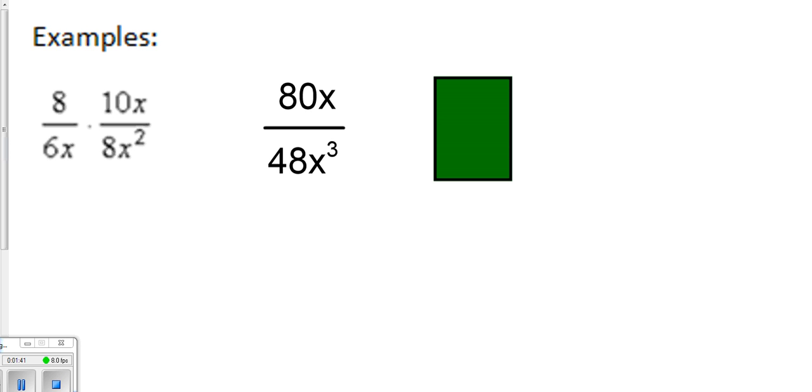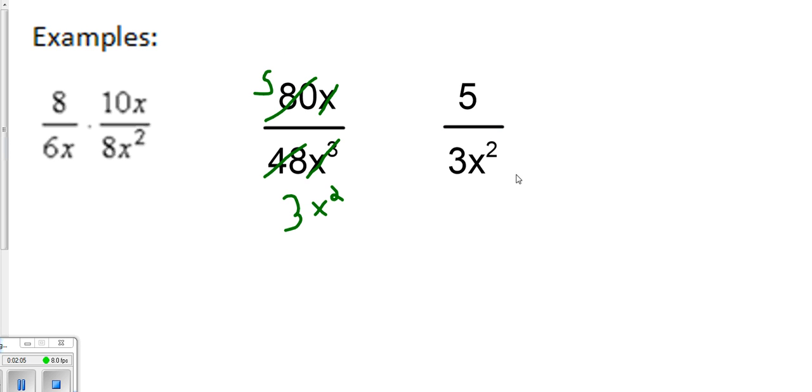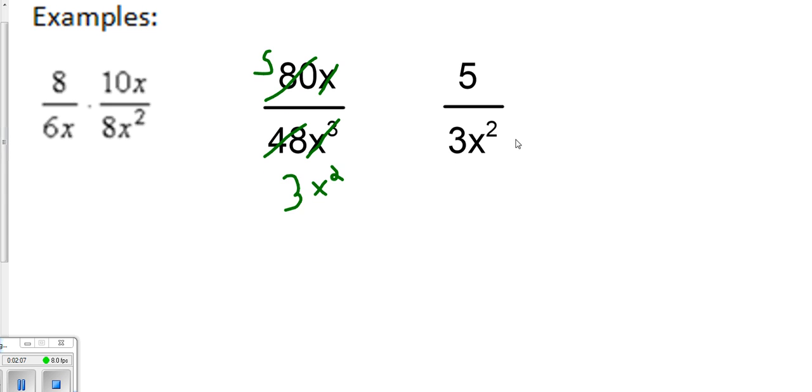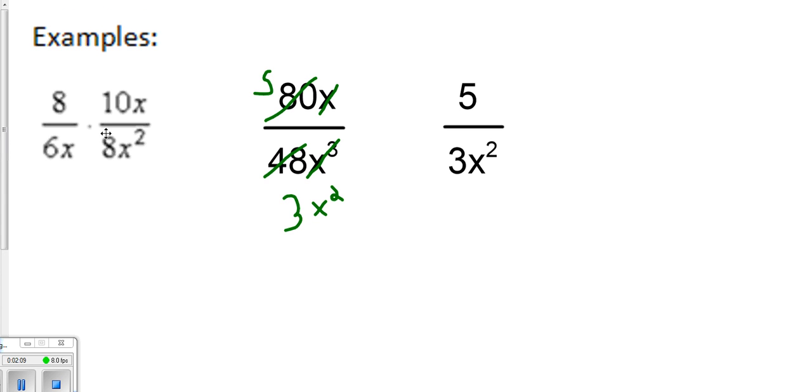Now we'd have to look and say, okay, x cancels out with an x. So this one goes away. This becomes x squared. And 80 and 48, I can take 16 out of each of those. Take 16 out, I'm left with 3. Take 16 out, I'm left with 5. So on top I have 5, on bottom I have 3x squared. So 5 over 3x squared. So that's one way to do it. Multiply everything across first and then simplify.